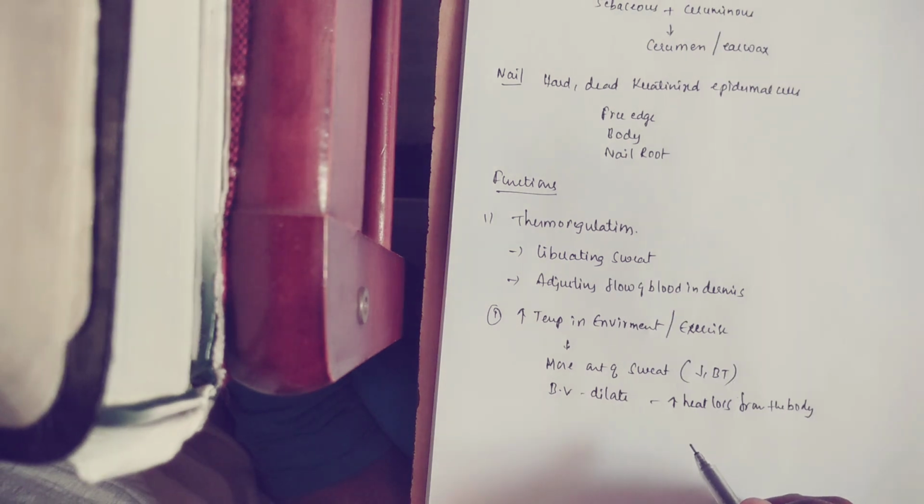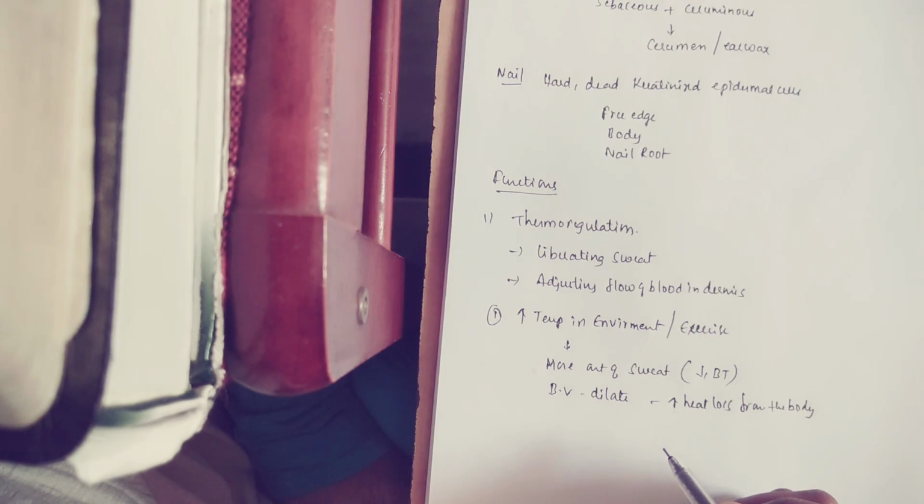Clear? See, if the temperature is cool in the environment, then what happens? Things are going to be reversed. That means very little sweat is going to be secreted, so as to increase the body temperature. And next, the blood vessels are going to be contracted, which will decrease the heat loss from the body. Okay, this is how the skin regulates the body temperature.